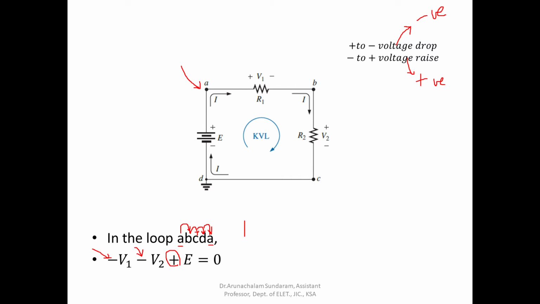So this is how you apply Kirchhoff's voltage law in a circuit. You have to first form a loop, and then this way of adding is called algebraic sum. Algebraic sum means sometimes you get positive, sometimes you get negative. When do you get negative? Voltage drop means negative. Voltage rise means positive. So if you rearrange this equation, take these two terms to the other side, you get this equation: E is equal to V1 plus V2. This is how you apply Kirchhoff's voltage law.